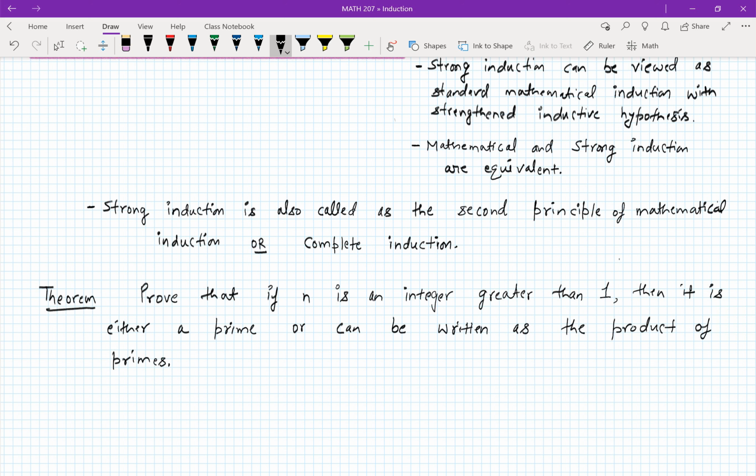Let's take the first example. We want to prove that if n is an integer greater than 1, then it is either a prime number or can be written as the product of primes. Now we're going to apply both techniques, simple mathematical induction and strong induction, and see how we can write the proof for this case.